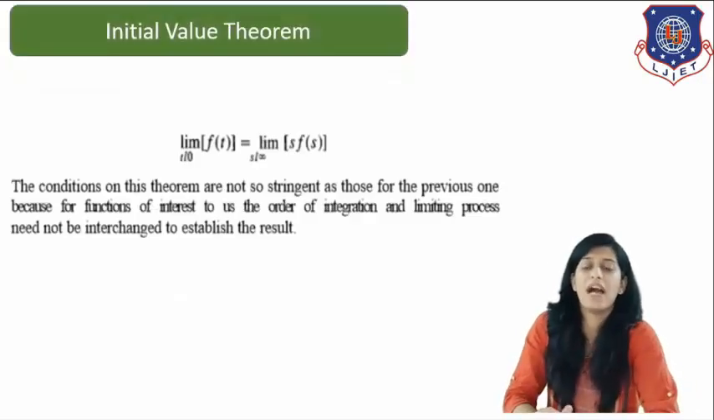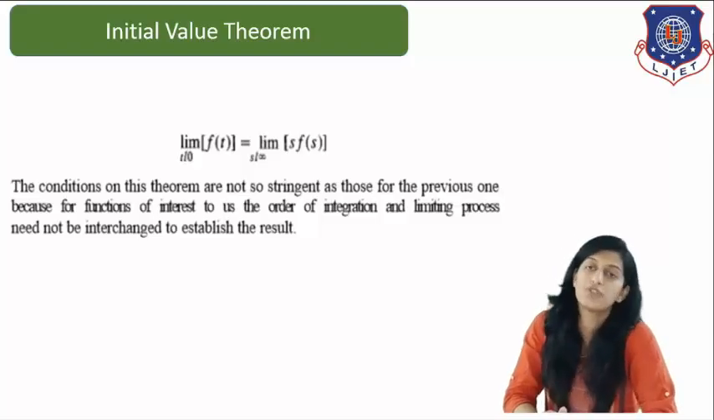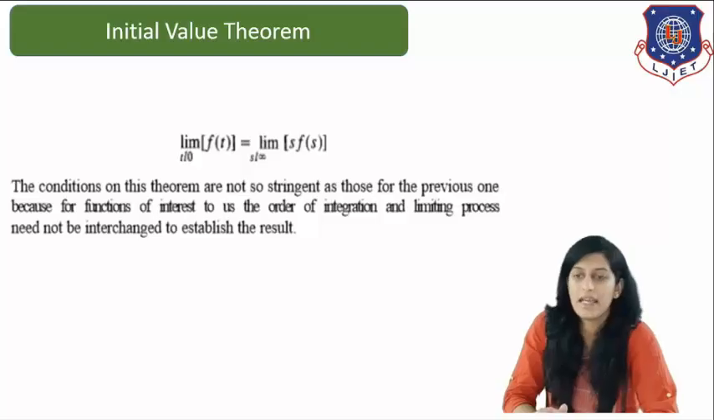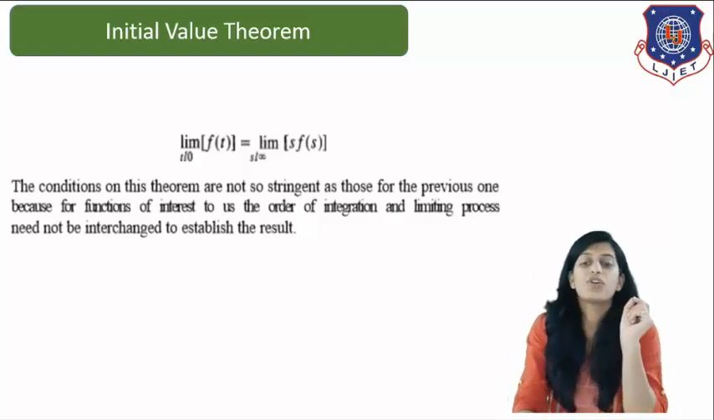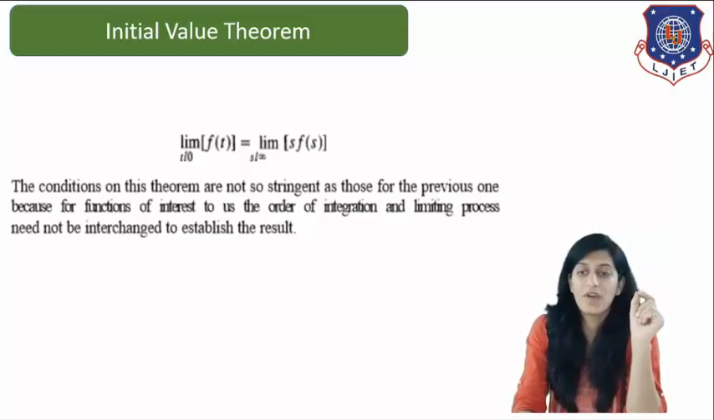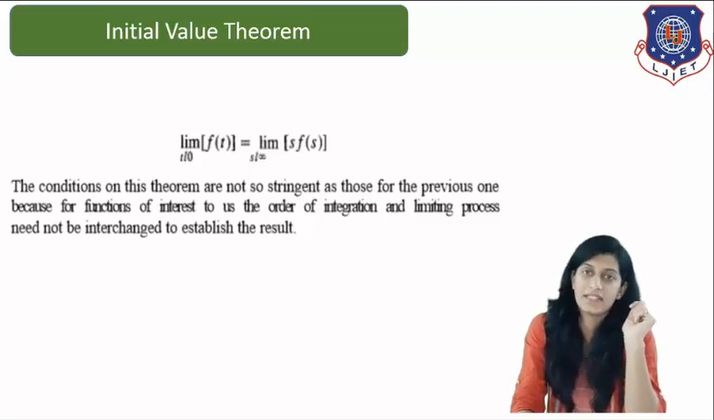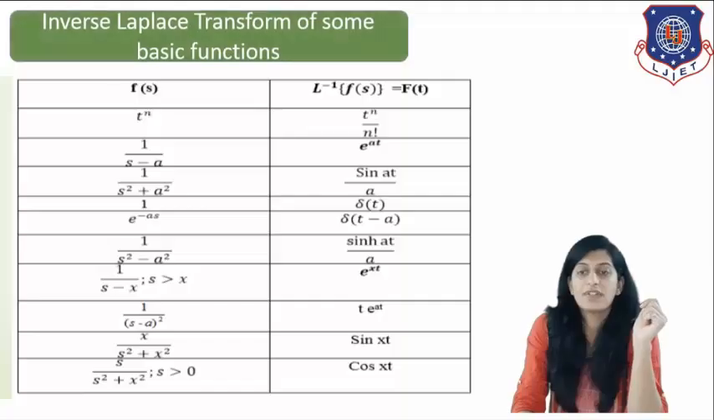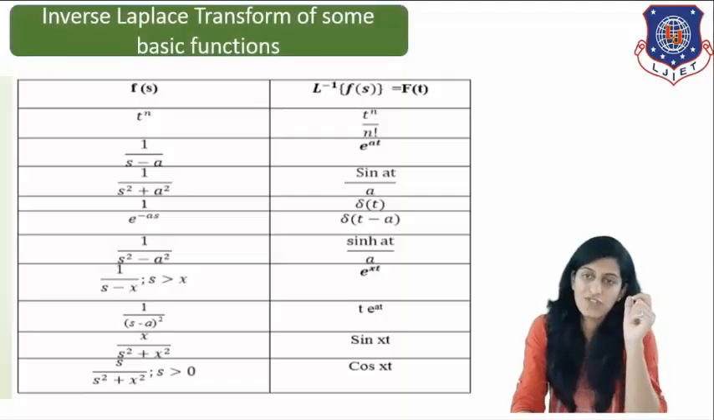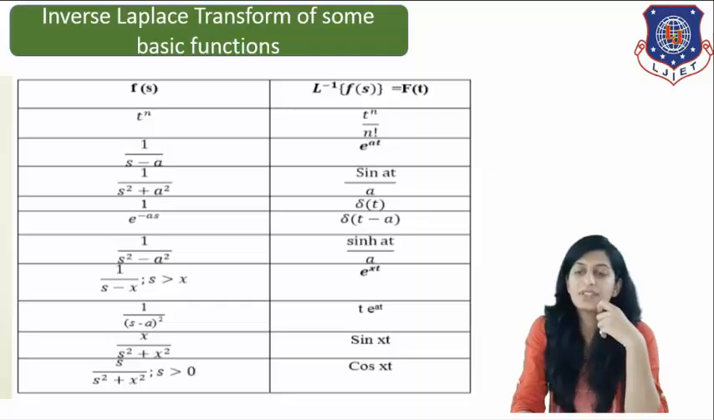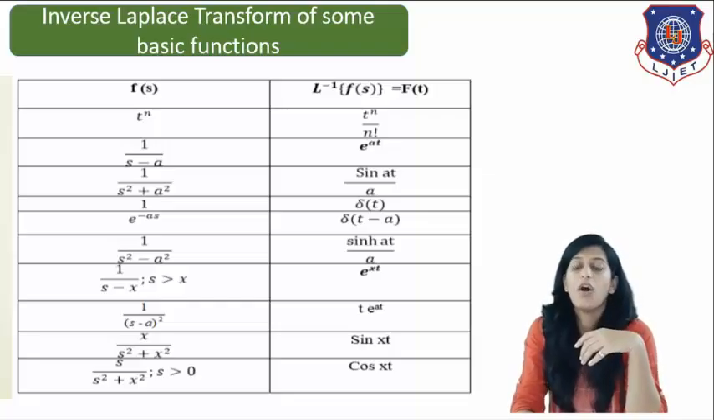Coming to the initial value theorem. The initial value theorem states that limit t tends to 0 f of t is equals to limit s tends to infinity s F of s. The conditions on this theorem are not so stringent as those for the previous one, because for the function of interest to us, the order of integration and limiting process need to be interchanged. And after that we have some inverse Laplace transforms. So this is a table which shows the inverse functions of some Laplace transforms.